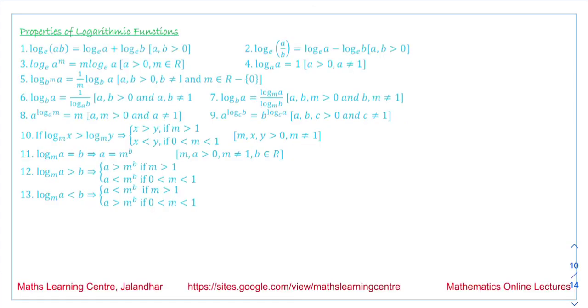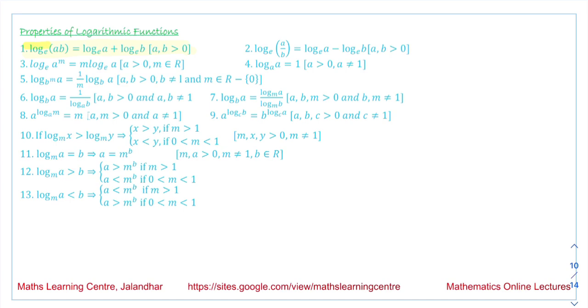So these are some properties we have listed related to the logarithmic functions, and the details of these are discussed separately in the video on the logarithmic functions or logarithms. We have made a separate video on logarithms, and the details of these properties are explained over there. So we just mention these properties one by one over here.